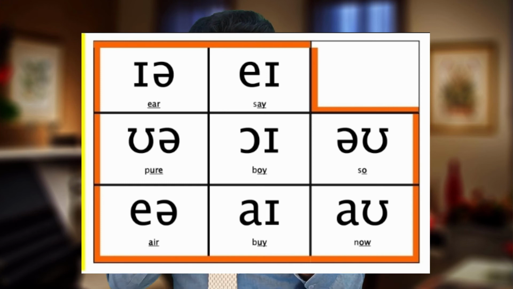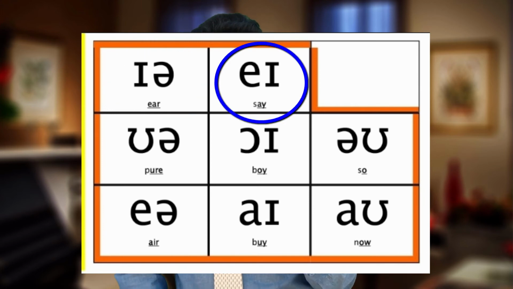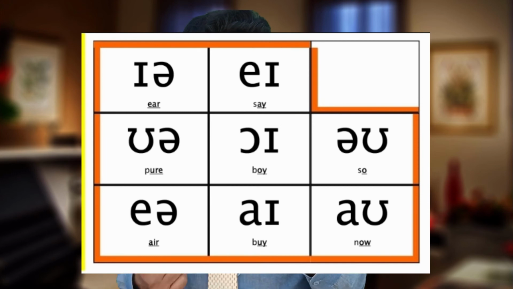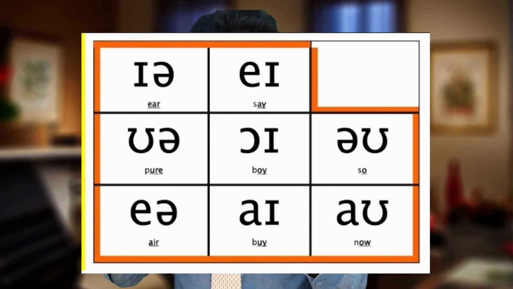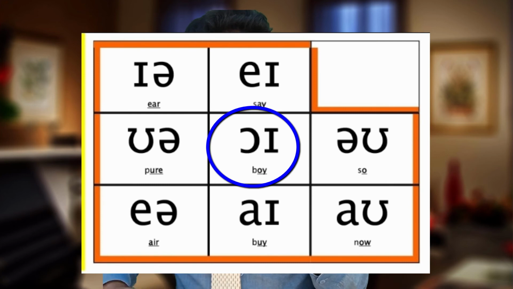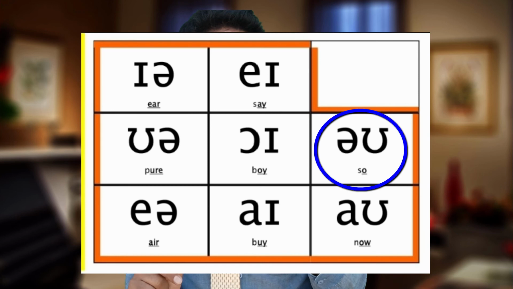The first one is ear as in ear or fear. The second is a as in say or hey or day. The third is ua as in pure or tour. The fourth one is oi as in boy or toy. The fifth one is o, the schwa and the short vowel u. Okay, o, so or no.